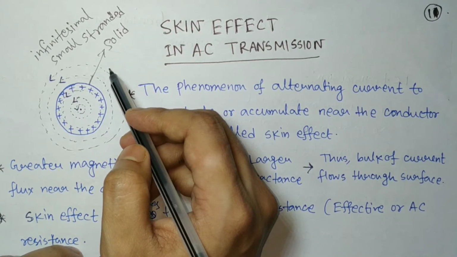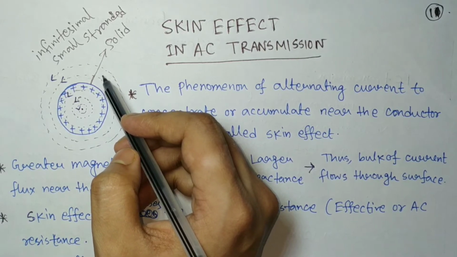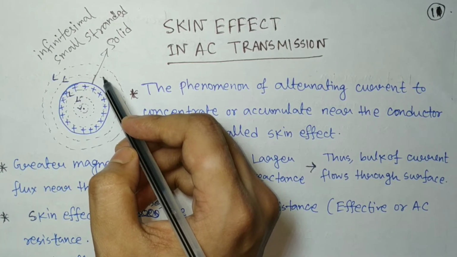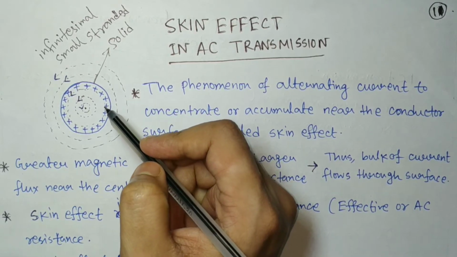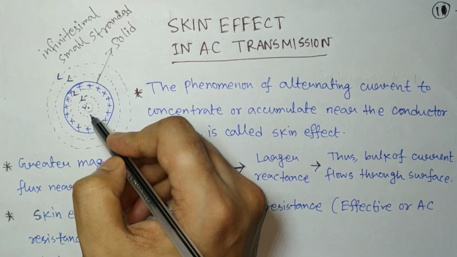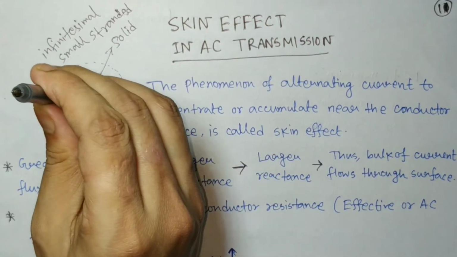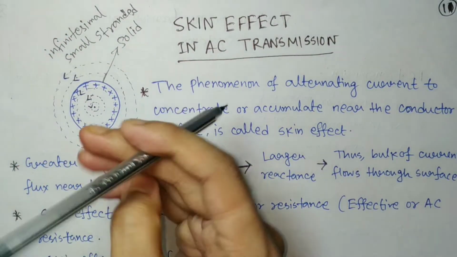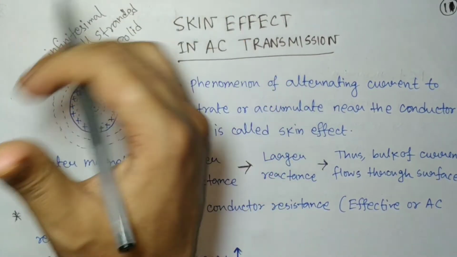Just a theoretical concept. Now if it is made of infinitesimally small stranded conductors, then definitely we can say each strand will carry some amount of current. And if each strand carries some amount of current, then that strand will create a magnetic flux around itself. Suppose the current direction is coming outwards, for example. So the direction of magnetic flux will be this, according to the thumb rule.